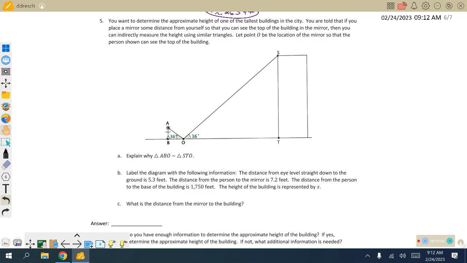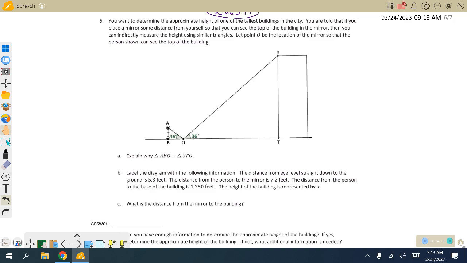As it bounces off that mirror and looks into your eyes, that is the exact same angle. So that is why they're showing it as congruent, 36 degrees. Where does that other angle come into play? I've got to have two angles to have AA similarity.